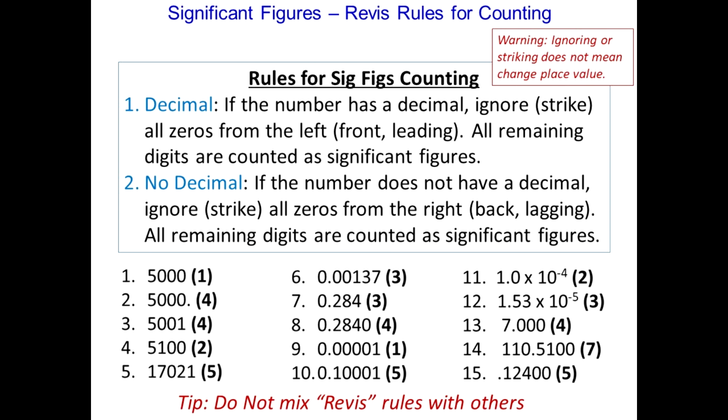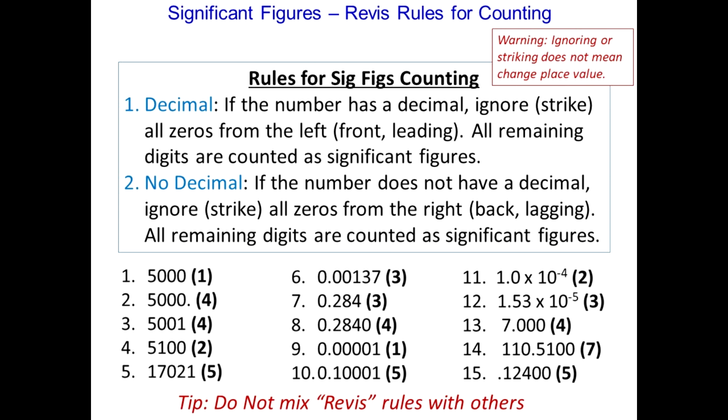Be aware now, and you'll see the warning. Ignoring or striking does not mean changing the place value. The zeros are still there. You're only striking it, drawing a line through it so you can count. Does everyone follow? This is for counting sig figs. It does not change place value. Get it? You don't strike a zero and say, well, that number becomes this. No, it's still the exact same number. You're just counting how many sig figs you're going to use. Does everyone follow? This is not rounding. You round and then you count. Okay?